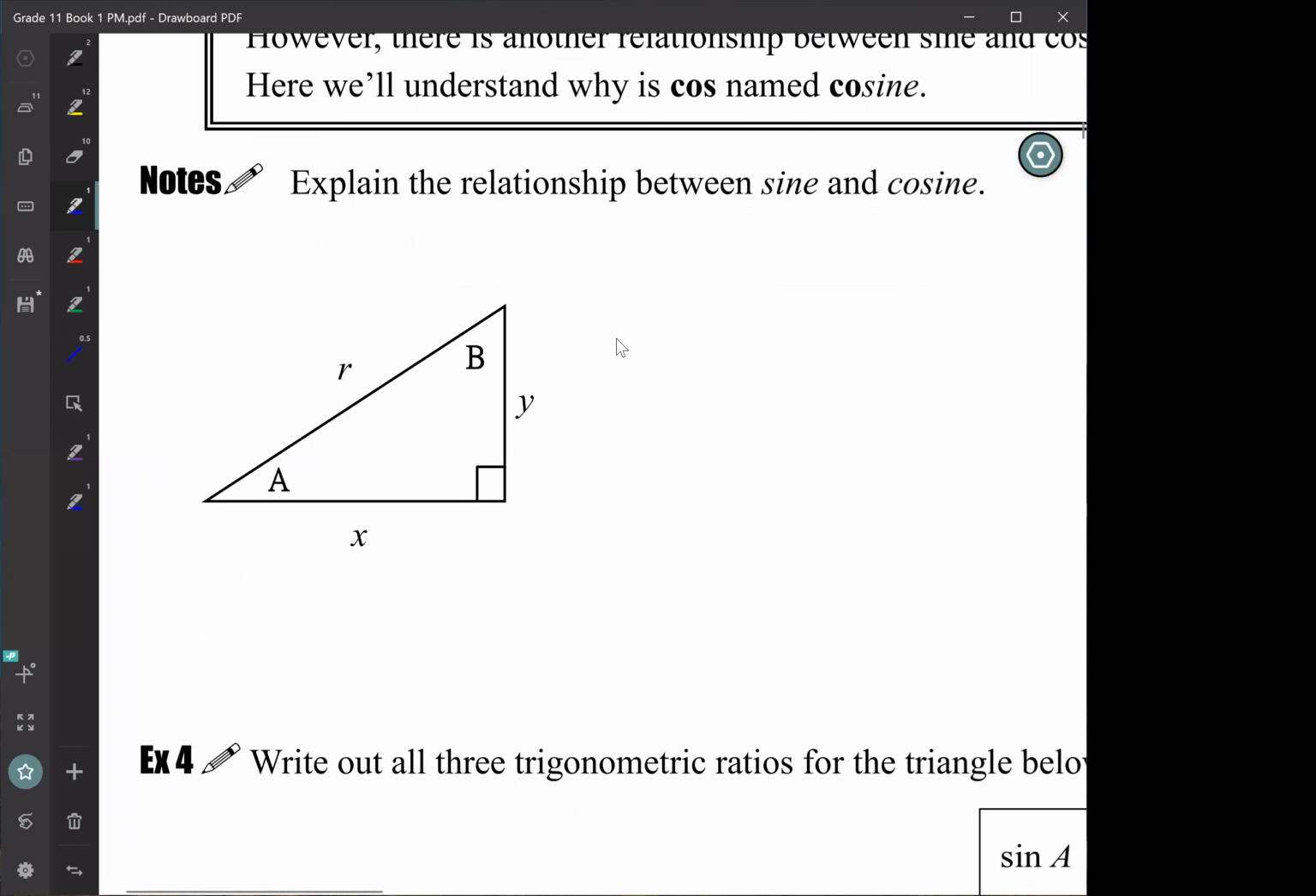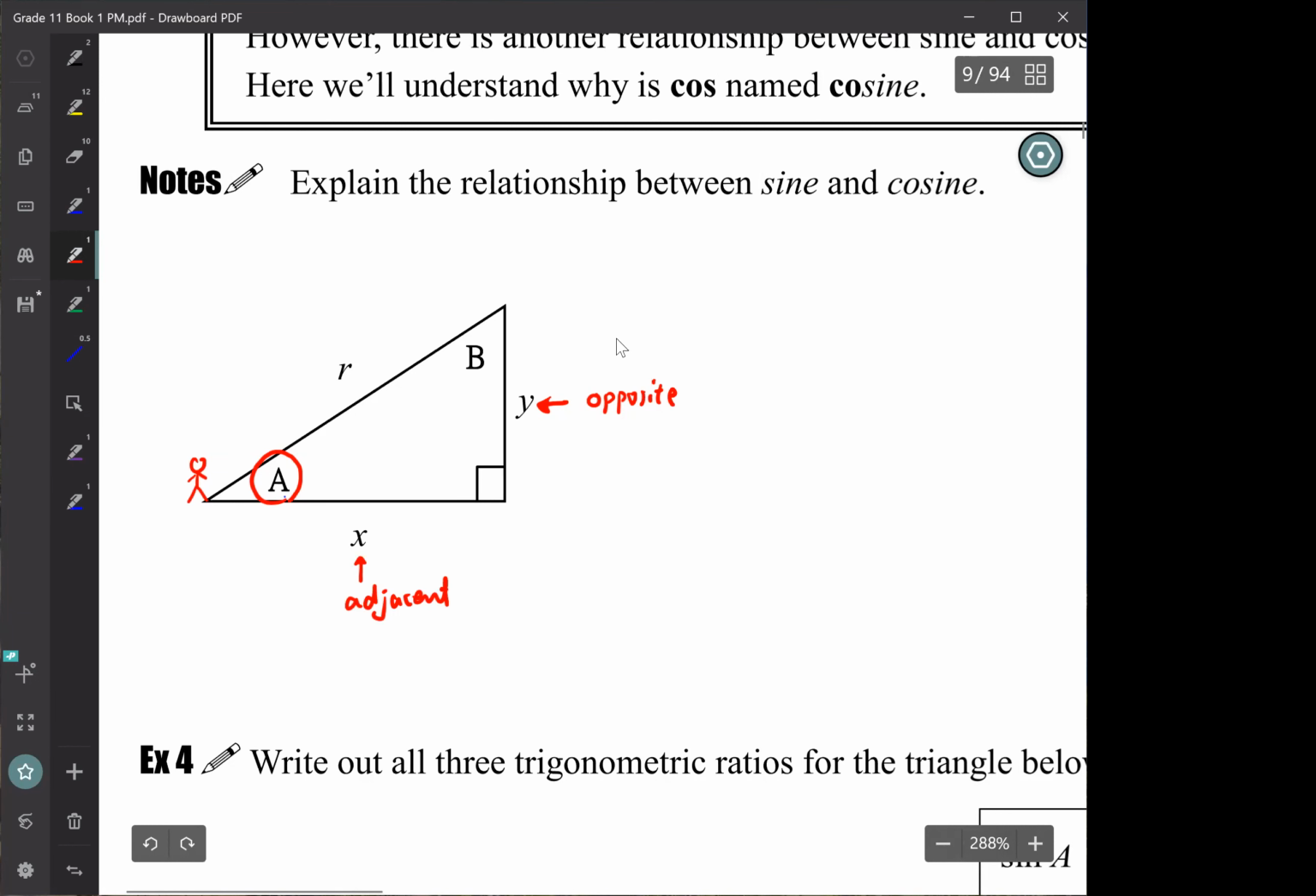X, Y, and R. So let's say you look from angle A, okay? So you're standing here. The side that is not touching the angle is this one, the Y, right? This side is not touching the angle, so we call that the opposite. Okay, so Y will be the opposite. And then the X is called the adjacent.